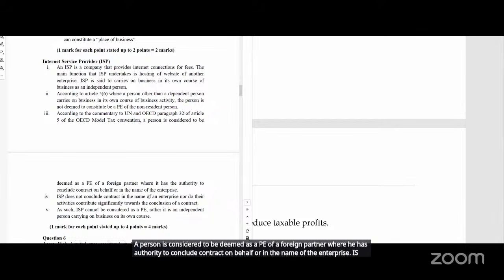An ISP does not conclude contracts in the name of the enterprise, nor do their activities contribute significantly towards the conclusion of the contract. As such, an ISP cannot be considered a PE. Rather, it is an independent person carrying on business in its ordinary course of business. Is that not what we said?